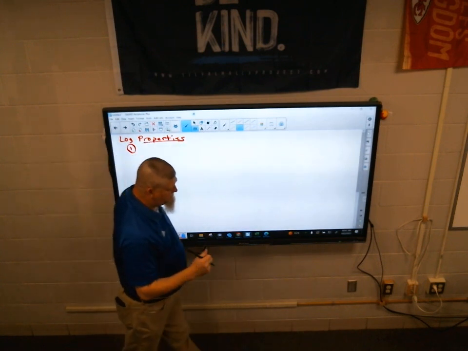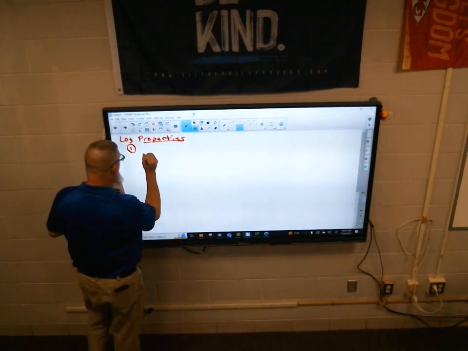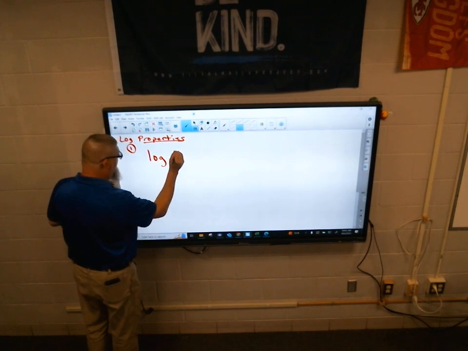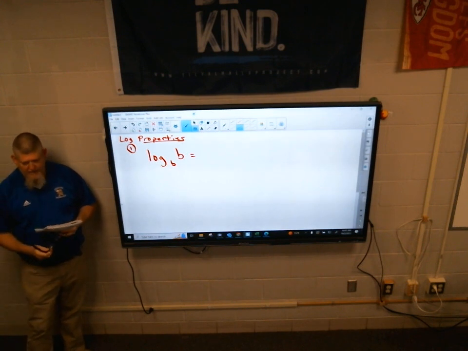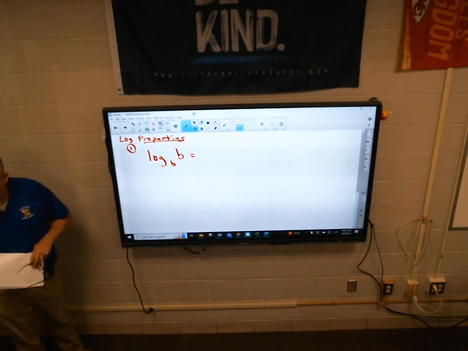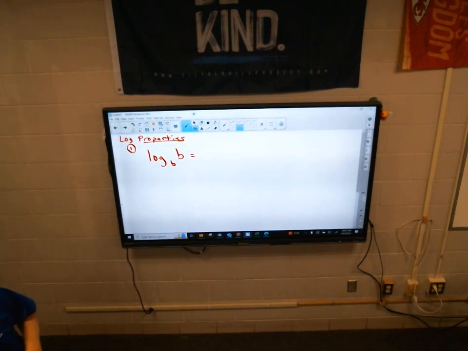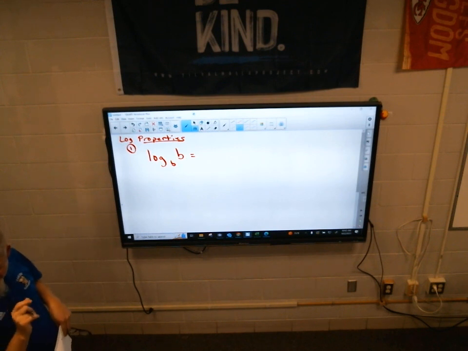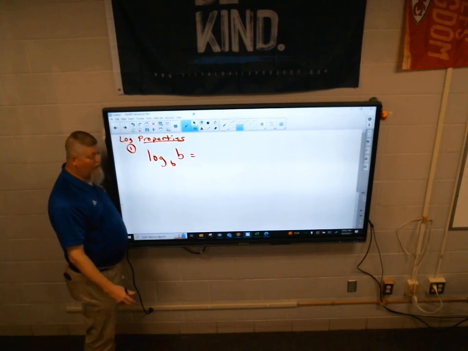Okay, so the first one, sorry, I don't have my notes. Log to the base b of b equals. Anyone have a guess? Like what it equals? What does log to the base b of b equal? I wanna say b. You want to say x? Are we writing it out?